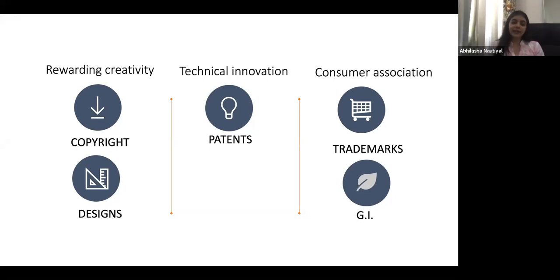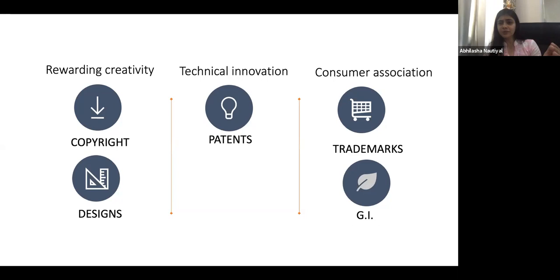Now, here I have bracketed copyright and designs for the reason that the policy of the law behind protecting copyright and designs is somewhat similar, which is to protect and reward creativity in people and entities. So, for example, if we look at literary works, books, and essays, and artistic works and sculptures, things like that, they all get protected as copyright. Designs, on the other hand, are aesthetic elements of articles, of objects. So a shape of a bottle or an aesthetic embellishment on any other article will come in the realm of design.